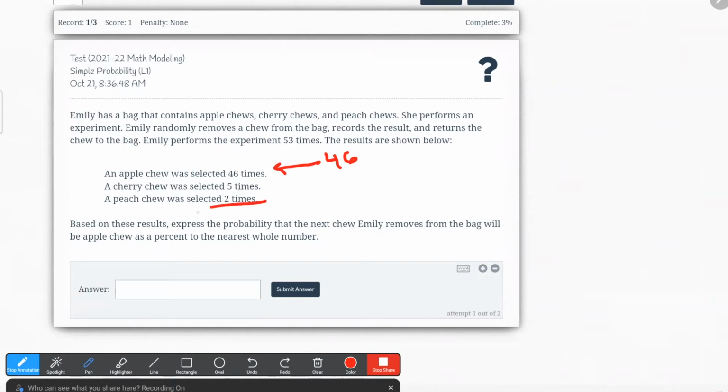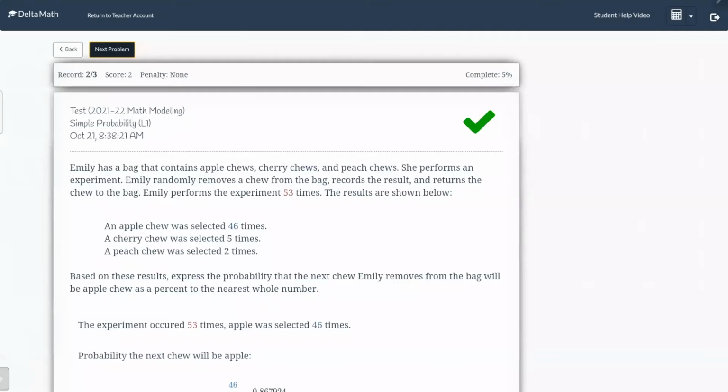And then we need the total outcomes, which in this case would be 53. I actually stated that up here, but if you add those up, you get 53. So 46 over 53, right? We're going to plug that into our calculator. I'm getting 0.868 if I round up there, and we want the percent to the nearest whole number. So this would be 87%. So that's what we'll put in there. Awesome.